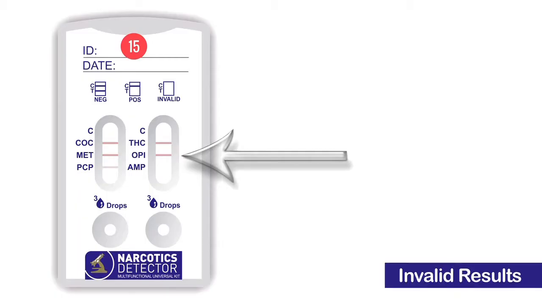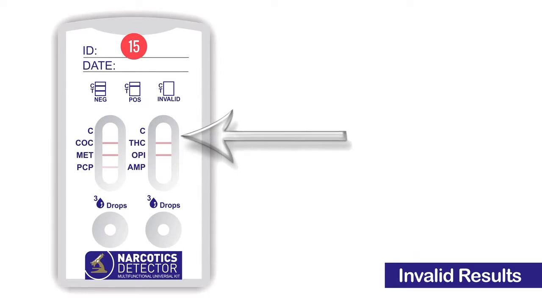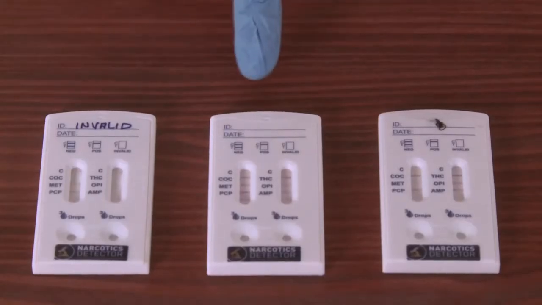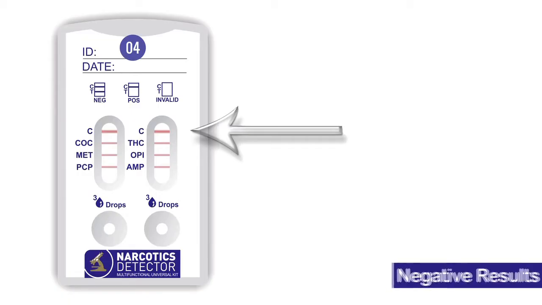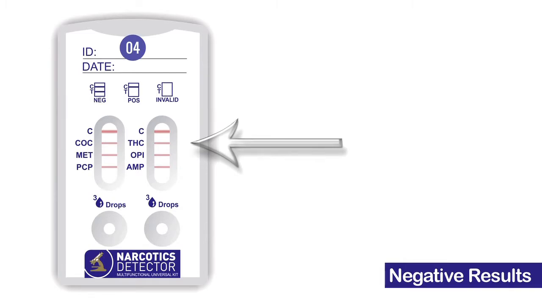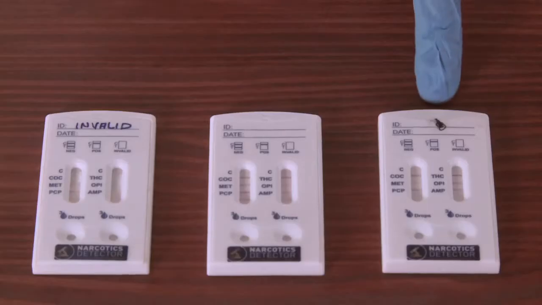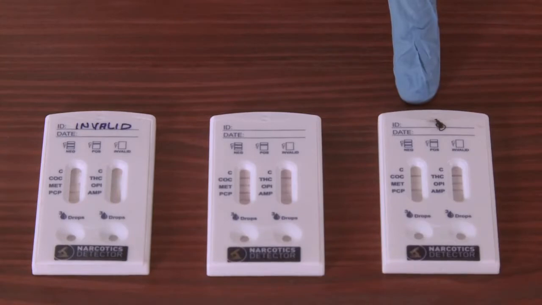Although there are lines appearing at the substances, there are no lines at the control area, which makes this invalid. The second test is an example of a negative test. You see lines appearing at the control area as well as lines at the substance area. This is an example of a positive test.